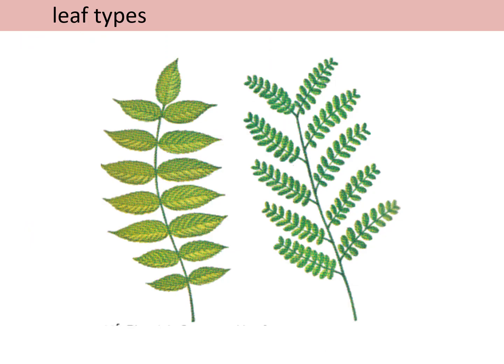For the pinnately compound leaf, you can see that there are two types too. First is unipinnately, and second is bipinnately compound leaf. The unipinnately compound leaf is one where a single row of leaflets is arranged on both sides of a common axis. Here, this is the unipinnately.